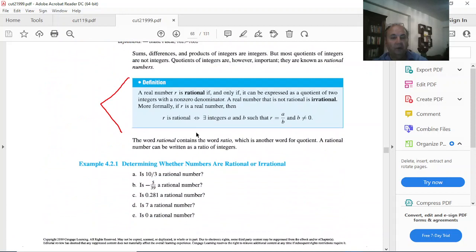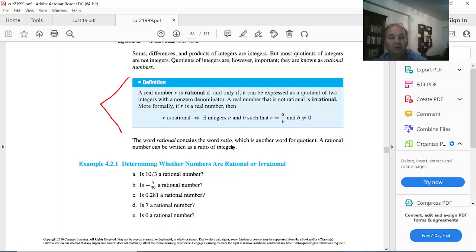A real number is rational if, in fact, by definition it can be expressed as the quotient of two integers with a non-zero denominator. Very important. A real number that is not rational is irrational. The definition of irrationality is here. When you cannot write a over b, it is irrational. There are some examples here.